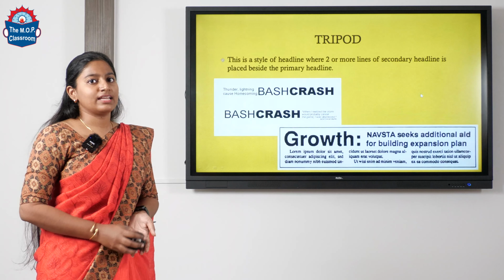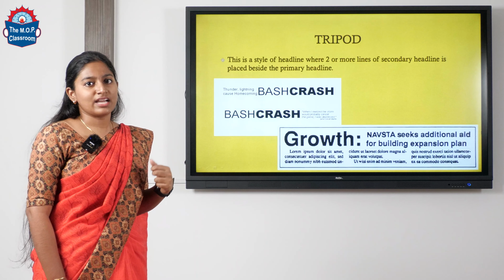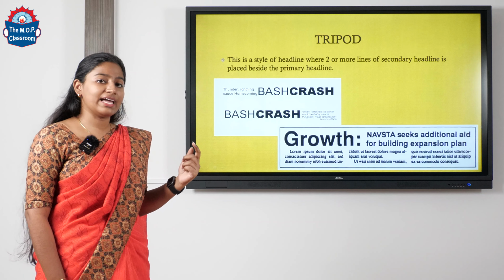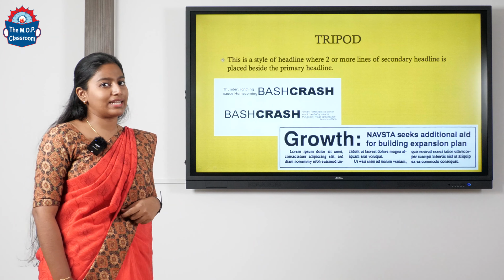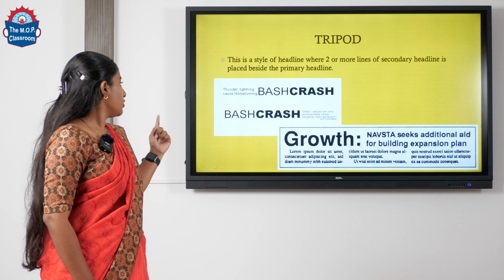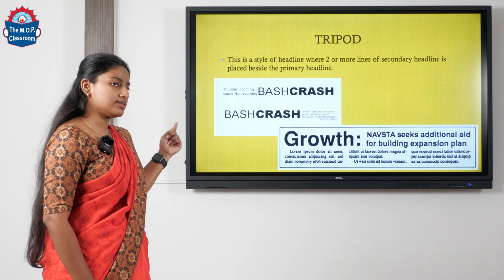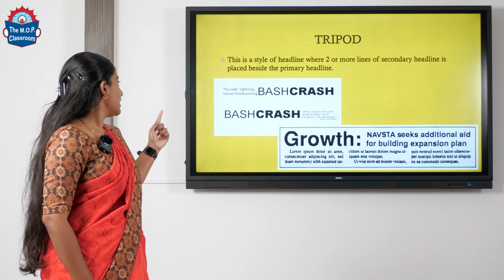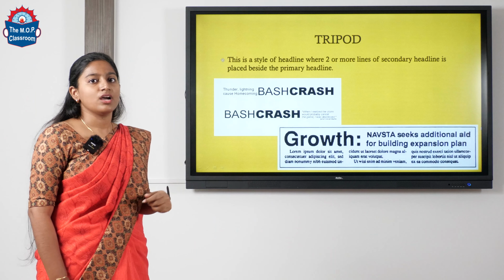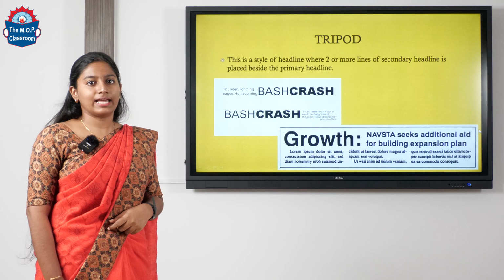Then the final style is tripod. In this type of headline, the secondary headline is placed either on the right or left of the primary headline. Here we have an example of bash crash. That is the primary headline, and on the side you have thunder lightning cause homecoming, which is a secondary headline.